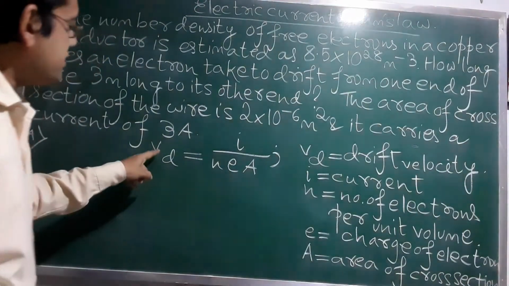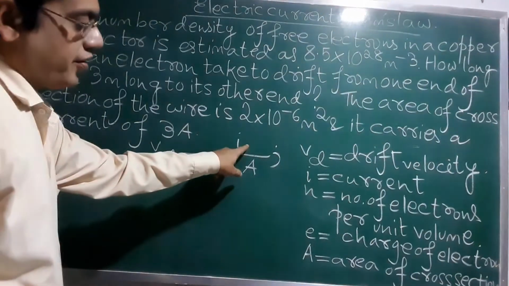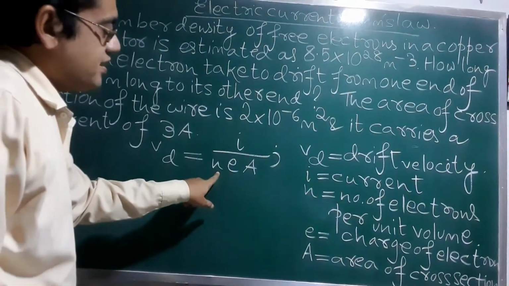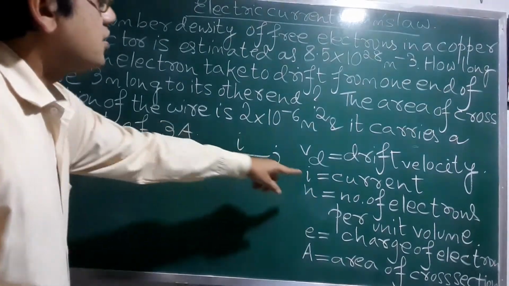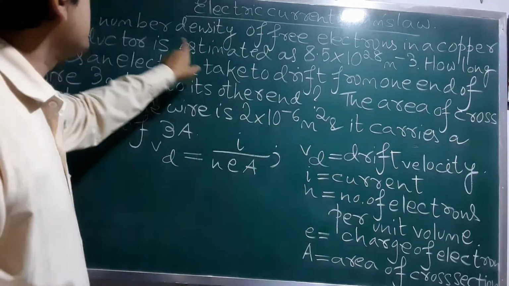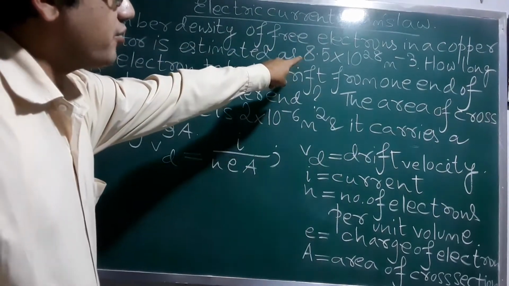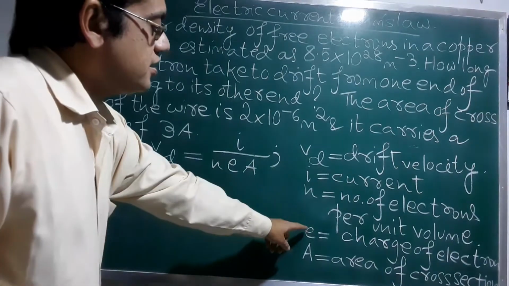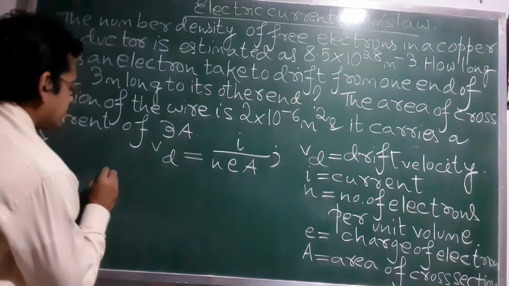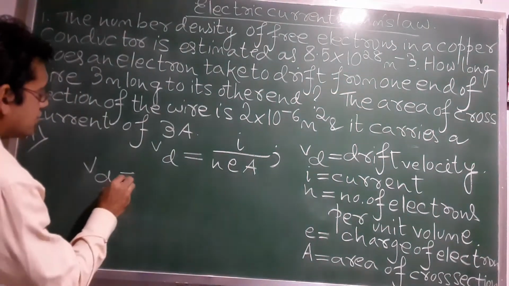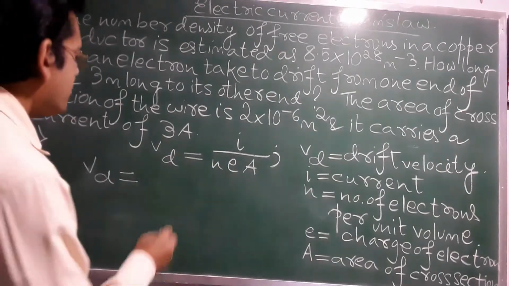So Vd stands for drift velocity, I stands for current. Obviously current is expressed in ampere. N stands for number of electrons per unit volume. Number of electrons per unit volume means density of free electrons, which is given 8.5 into 10 to the power 28. E stands for charge of electron. A stands for area of cross section. So I is given how much? 3 ampere.